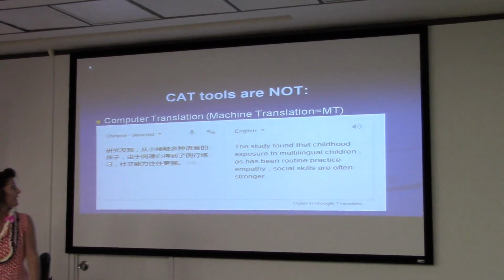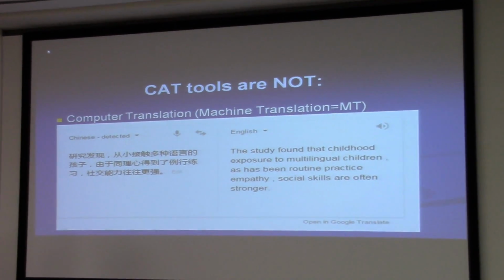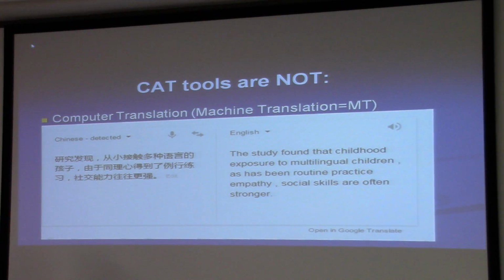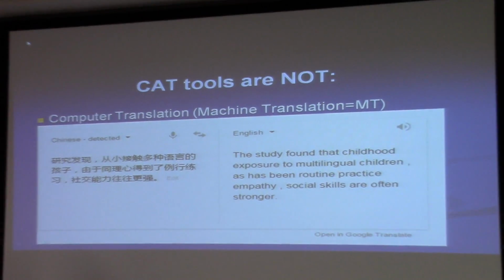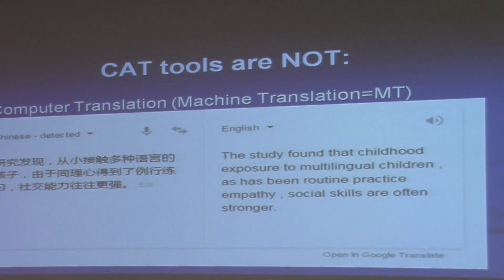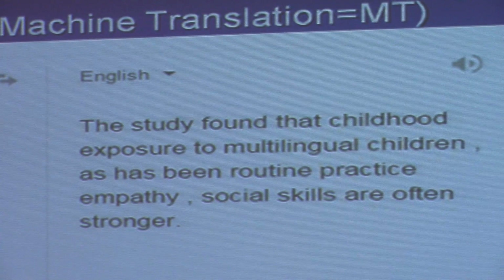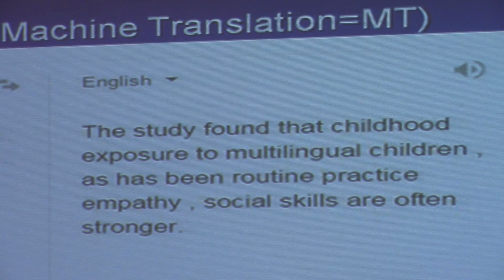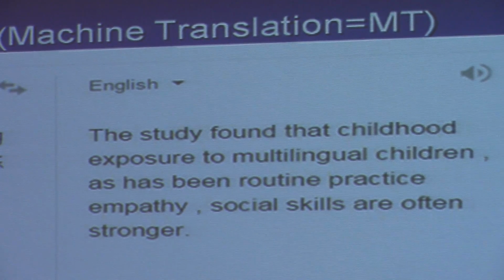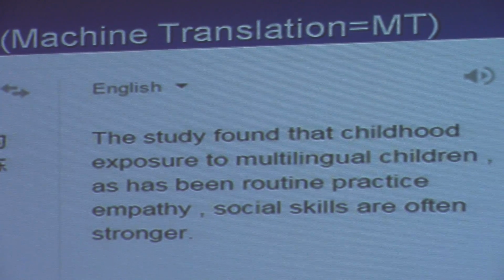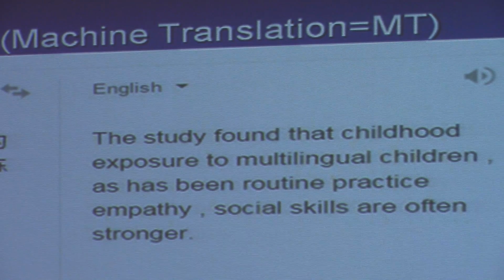I'm just going to show you one example. This was taken from a Chinese newspaper. I inputted it into Google Translate, and this is the translation it gave: "The study found that childhood exposure to multilingual children, as has been routine practice empathy, social skills are often stronger." So it doesn't really make any sense.